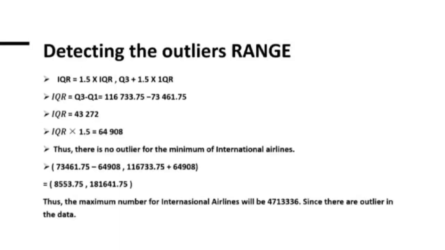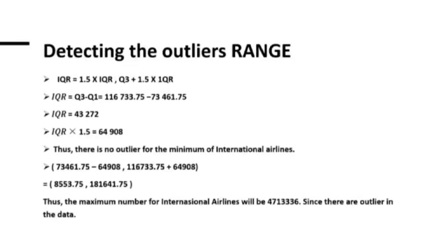When I calculate them, I can get 116,733.75. Detecting the outlier range, to find the IQR, lower limit and upper limit, I use the same formula as for the domestic airlines. I can get 43,272. And then I will multiply with 1.5. I can get 64,908.